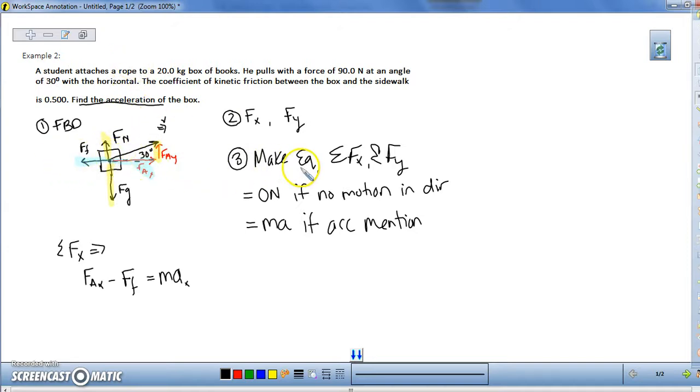They're going to be moving horizontally. They're not going to be moving vertically at all. So that's the sum of the forces in the X. So the sum of the forces in the Y will be as follows.